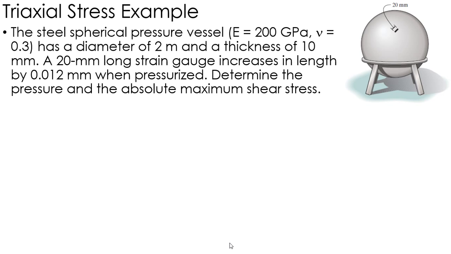Okay, in this problem I've got a spherical pressure vessel. It's made of steel, has a modulus of 200 gigapascals and a Poisson's ratio of 0.3. Has a diameter of 2 meters, thickness of 10 millimeters.